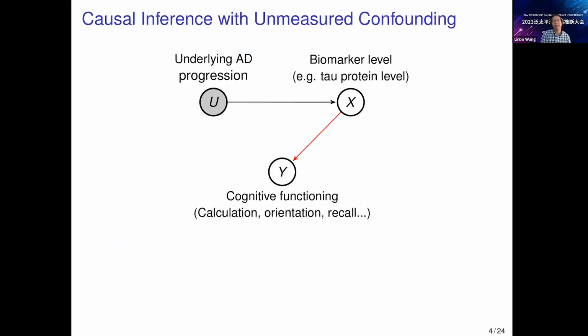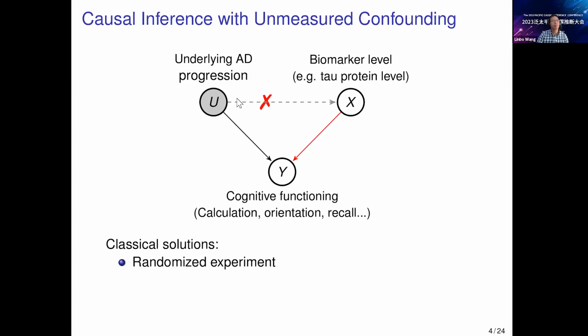But we're faced with the classical problem of unmeasured confounding here. In particular, there's a major unmeasured confounder, the underlying disease progression. Obviously, this disease progression will affect the biomarker level, such as tau protein, and this is exactly why these things are called biomarkers. On the other hand, we know that the disease progression will also worsen your cognitive functioning. So this is unmeasured confounding.